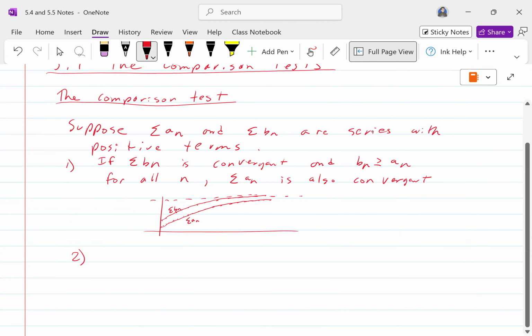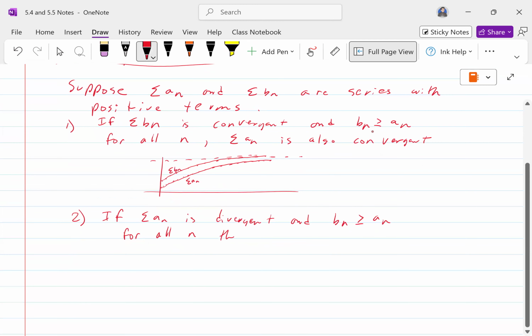Okay, number two, the converse is true, or we should say the contrapositive is true. If A sub n is divergent, and once again B sub n is greater than or equal to A sub n for all n, then the B sub n series is also divergent.